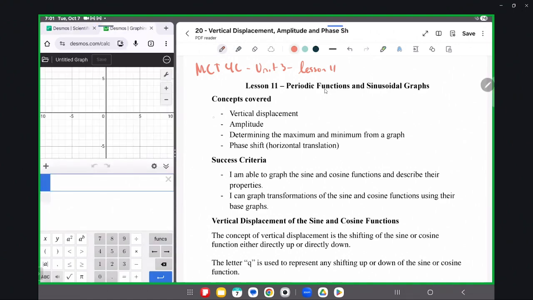So we're going to be having a look at the vertical displacement, something called the amplitude, which we saw earlier, determining the max and min from a graph, as well as something called a phase shift, which we call horizontal translation. And we know things are going well if we are able to graph the sine and cosine functions and describe their properties, and graph transformations of the sine and cosine functions using their base graphs.